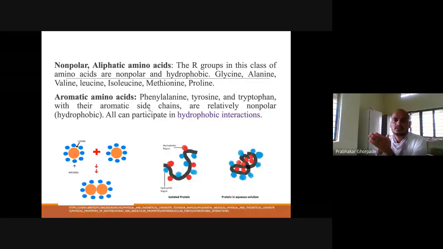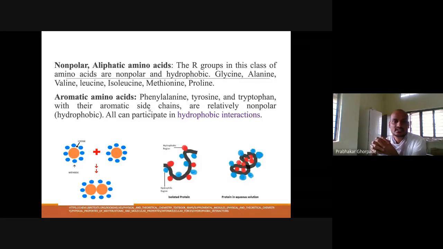So we saw glycine, alanine, valine, leucine, isoleucine, methionine, and proline. These are the non-polar amino acids because of their aliphatic chain. They try to avoid the water.